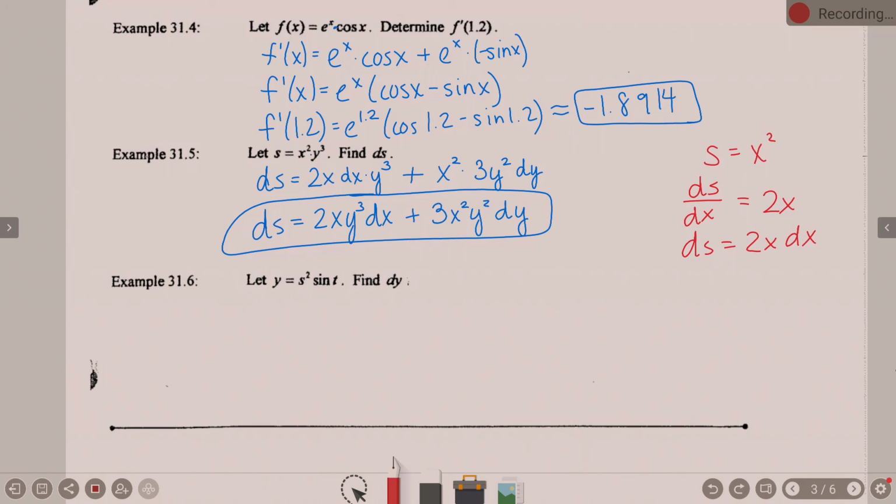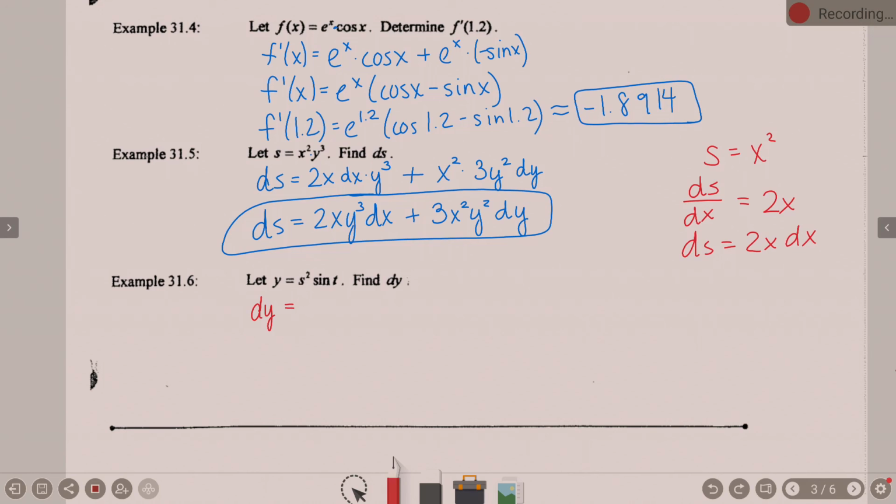Okay, what do we have? One more example? Let y equal s squared sine t, find dy. Notice we have s squared and sine of t, which means we have to use differentials like earlier, right? So what is the derivative of y? dy, I hope. As in 1, and then dy.